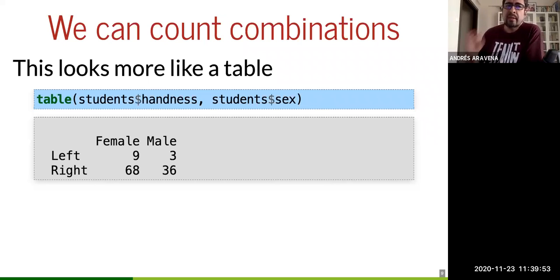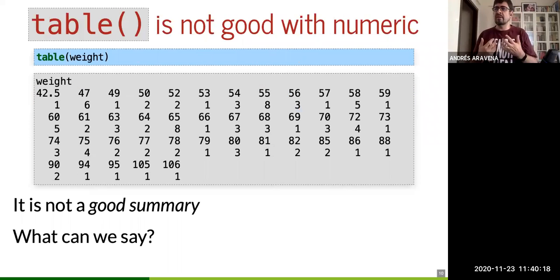Okay. So a table is probably the best tool that we have with this kind of data that is text, let's say, that is not numbers. Because you can count them. Maybe you can ask other questions, but the basic question that you will always ask if you have text values is how many. Then we have the problem that if we have numbers, then it is not so good. Because numbers can take many, many values in different ways. So we have, for example, one people with 42.5, six people with 47, one people with 106, I don't know, eight people with 65, and eight people with 55. So in this case, when you have numbers, a table is not so good. It is good with text, but it's not good with numbers.